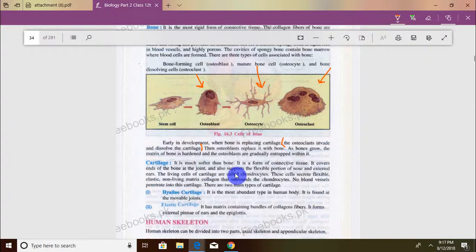And in addition to that, it also supports the flexible portion of the nose and the external ear. You would observe that if you take your ear and pull a little, the external ear is, I guess, flap-like, so to speak. Same goes for the nose. It has a high level of mobility compared to the rest of our body parts.